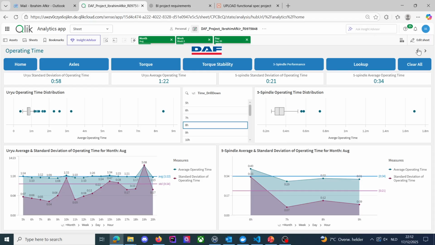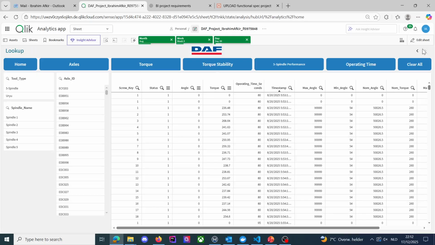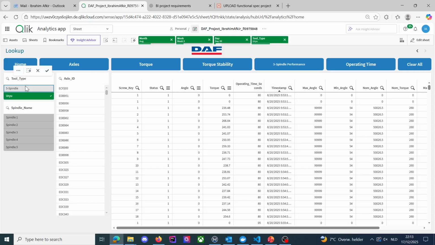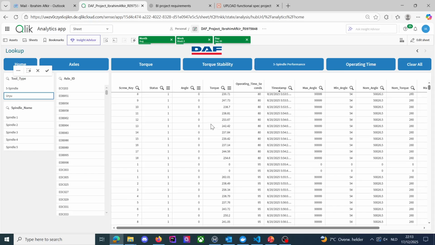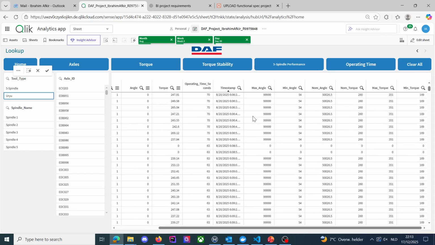Next one is the lookup sheets. If you are looking for a specific thing, you can always filter by 5 spindle or Oreo. But if you are filtering by Oreo, you cannot select the 5 spindles. You can also filter by the axle ID, and you can look for a specific thing that you want to see.